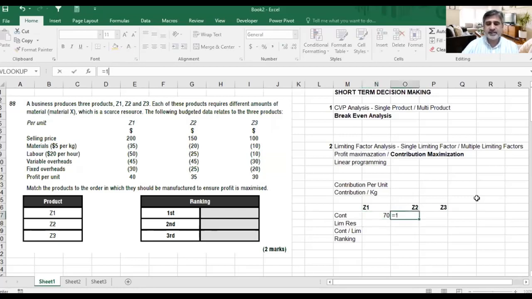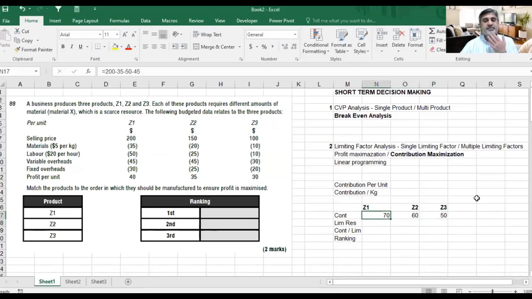Here my contribution is selling price 150 minus material 20, minus labor 25, minus variable overhead 45. And here it should be 100 minus 10 material, 10 labor, and 30 variable. So the contribution is more in the case of Z1. Z1 is giving me more contribution, but let's see how much material it is using. How much material are we using in Z1? Who can tell me?